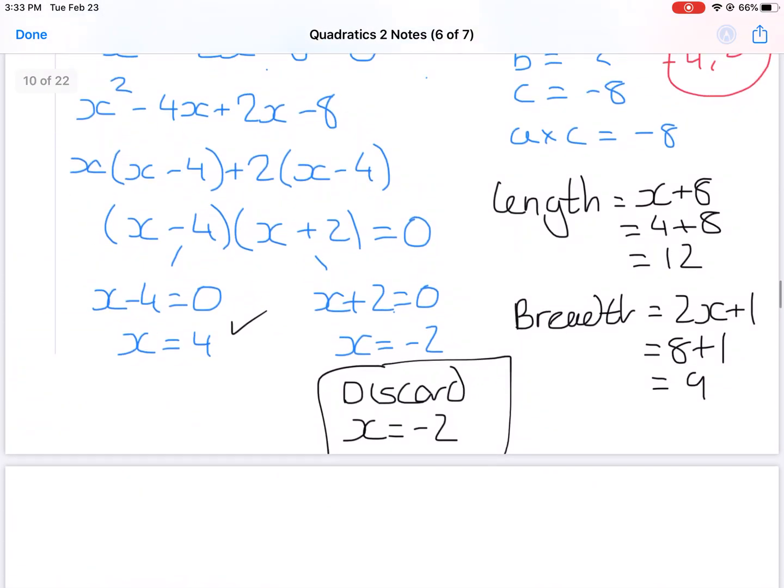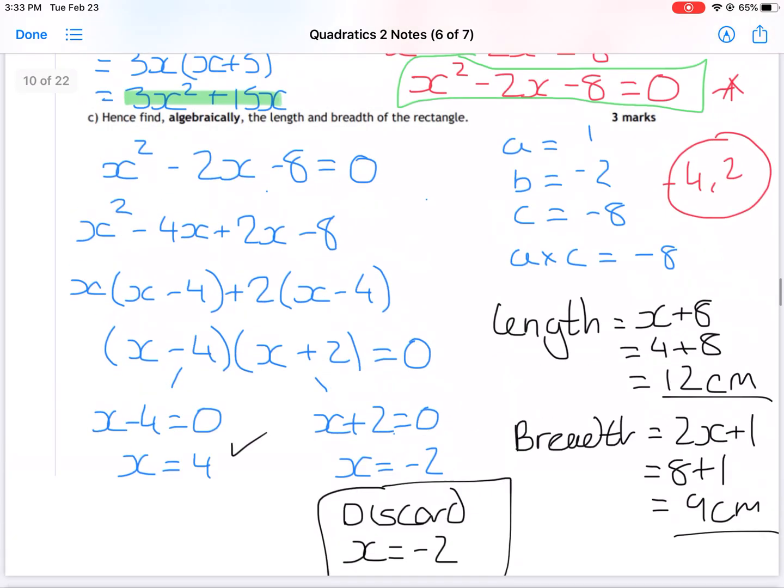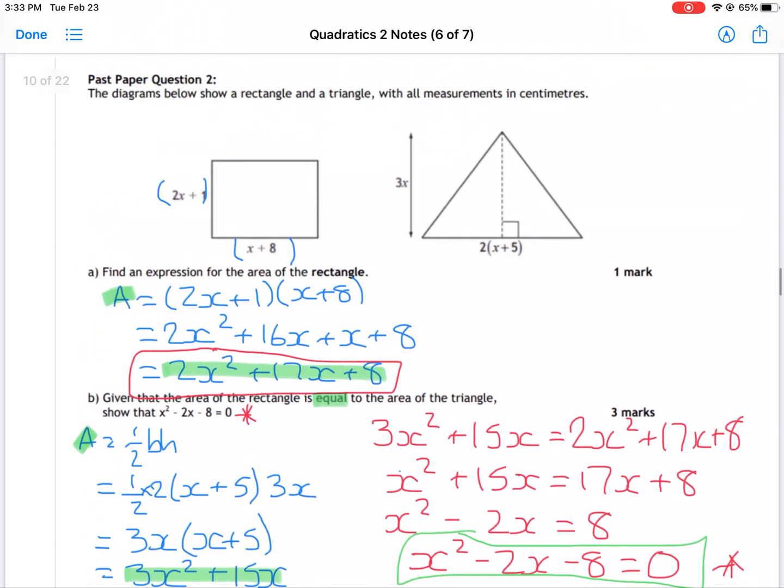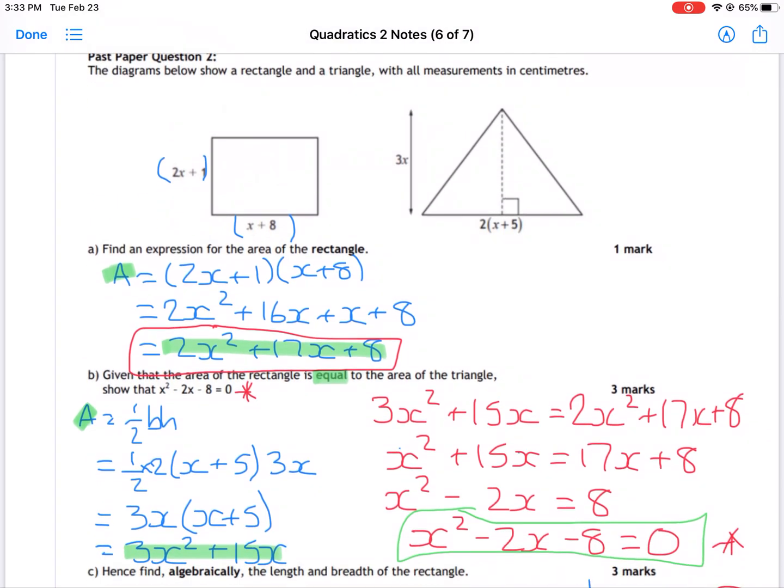Centimetres, yep. So set up top there, measurements were in centimetres, so that's our length and breadth. That is probably the most complicated question you will see. Or in fact, one of them, there is one a little later on. But that's one of the most complicated ones you will see with this type of question.